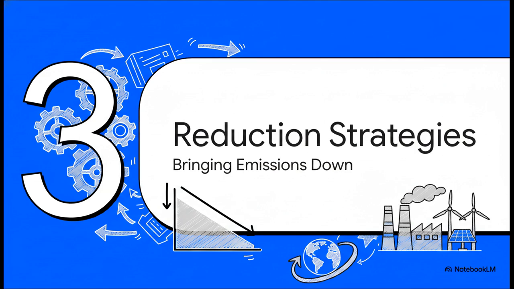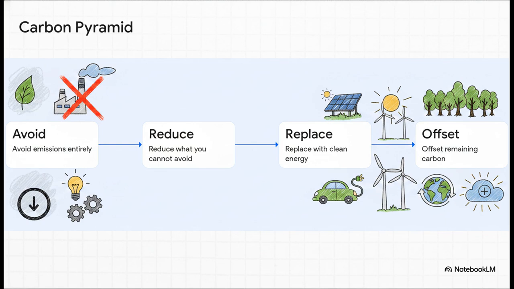Moving right along to Section 3, strategies for carbon reduction. So how do we actually change the numbers in that equation? We transition from an abstract mathematical formula to actionable steps. This right here is the carbon management pyramid, and it works as a strict 4-step hierarchy. Step 1, avoid emissions entirely. Step 2, reduce the emissions you absolutely can't avoid. Step 3, replace your existing power with clean energy. And finally, Step 4, and this is only after you've heavily invested in the first 3, offset your remaining carbon.